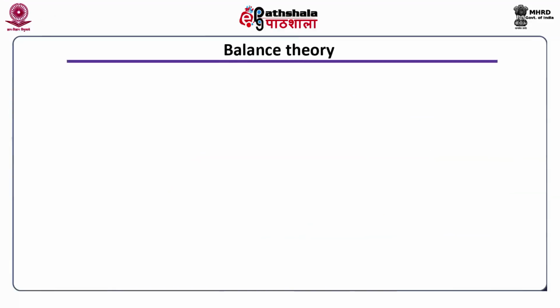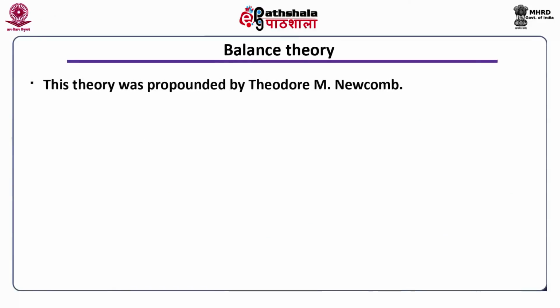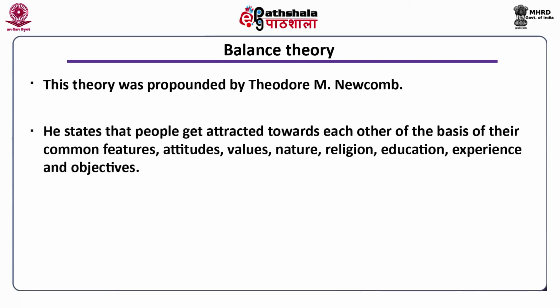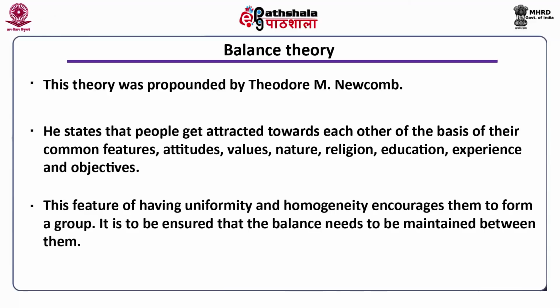Third, we have balance theory. This theory was propounded by Theodore M. Newcomb. He states that people get attracted towards each other on the basis of their common features, attitudes, values, nature, religion, education, experience and objectives. This feature of having uniformity and homogeneity encourages them to form a group.